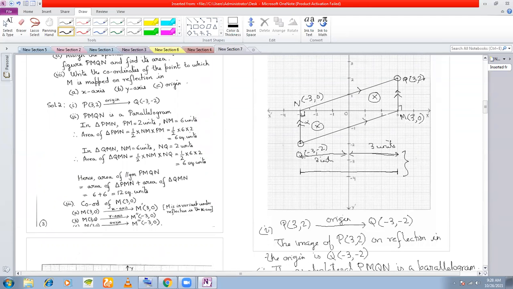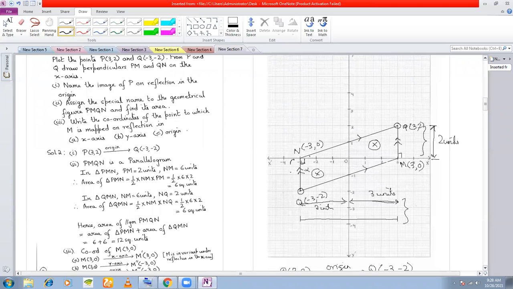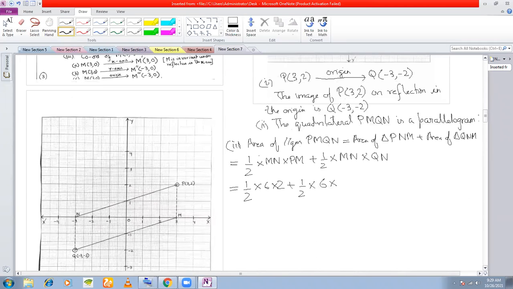Next we need to find out this height. What is this height? From this to this, what is the length here? 2 units. Okay, so this is 2 plus half into, again MN we have found out to be 6, and QN, this length is again 2 units, right? So which is equal to, can cancel here, 6 plus 6 equal to 12 square units. Fine. So that is the area of the parallelogram.